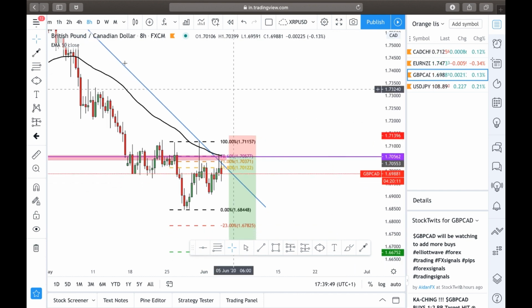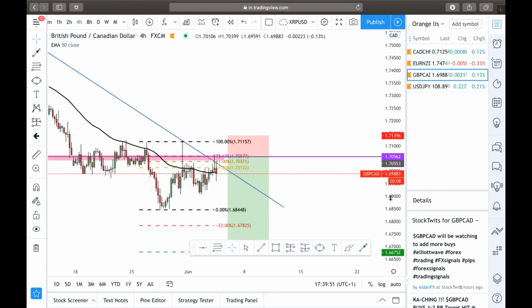GBP CAD, I gave this out to the guys already. So yeah, you're kind of lucky that I'm giving it to you because I'm being nice today.